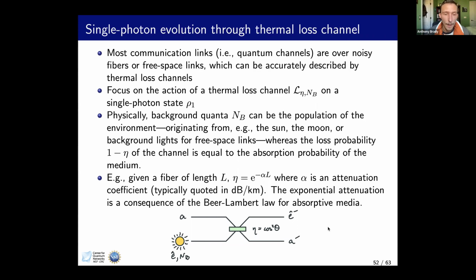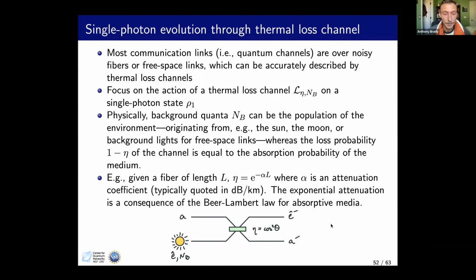Okay. For example, the background quanta NB, which is the thermal noise, comes from the population of the environment. For example, if you're doing free space communication and the sun's out or the moon's real bright or you're pointing in that direction, then this background quanta comes from that noise source, the sun, the moon, or maybe even background lights. And then this loss probability, which is 1 minus eta, is equal to the absorption probability of the medium. Any medium won't just let you propagate through. There are atoms and molecules jiggling around that can absorb the light with some probability, and that's what this eta is related to.